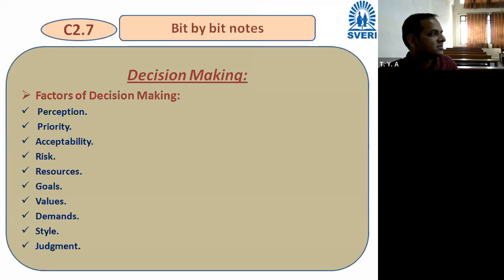Decision and risk. Some people use the calculated risk word. Calculated risk. Risk means sometimes we feel like danger, right? Risk and danger. But both the words are different.